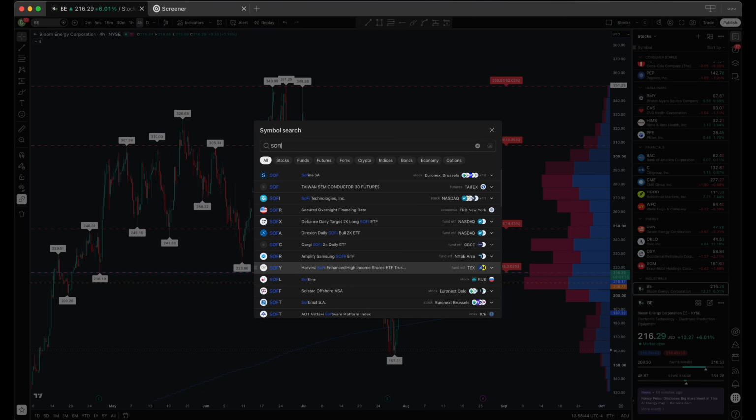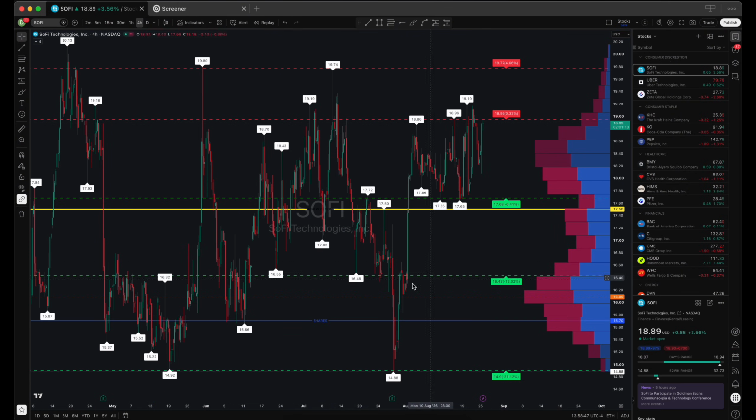We can go back to SoFi because there's a bunch of support and resistance levels. I just want to show you that point of control over there. But you could see this support level has a lot of volume right at it. This support level doesn't have a lot of volume around it. There's a little low pocket here. So this is where I would suspect that this support level wouldn't hold very much, and we'd come down to this support level, because as you can see, we don't have a lot of volume in this area.